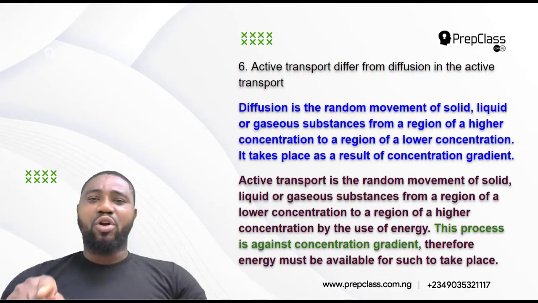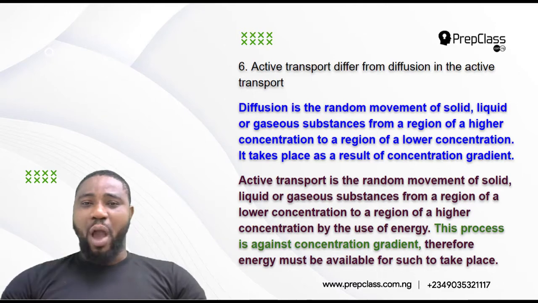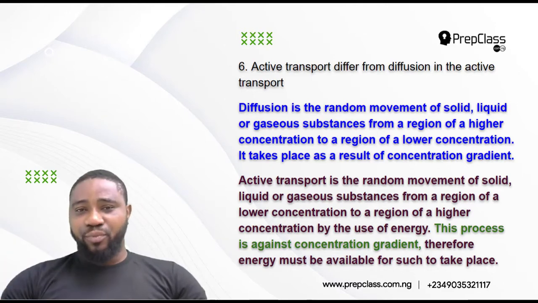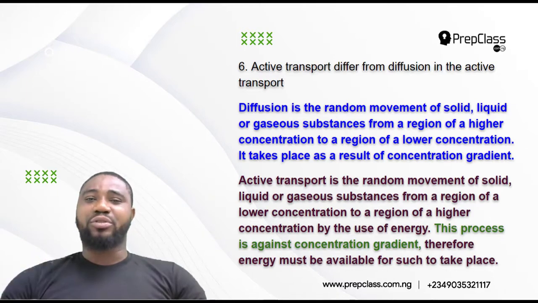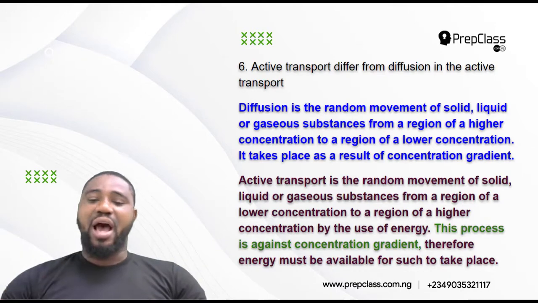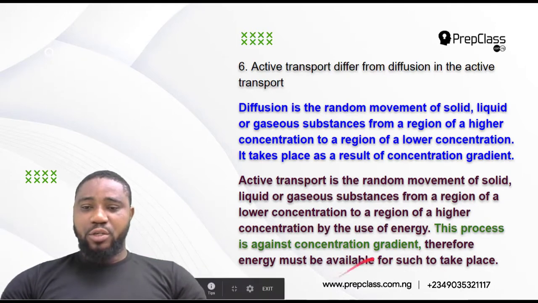Yet, these molecules will still move from the walls of the small intestine, where there is lower concentration, into the bloodstream where there is high concentration. What will cause that to happen is what? Energy, and the energy required for this process is from what? ATP, which is from cellular respiration. So this process is against concentration gradients, therefore energy must be available for such to take place.